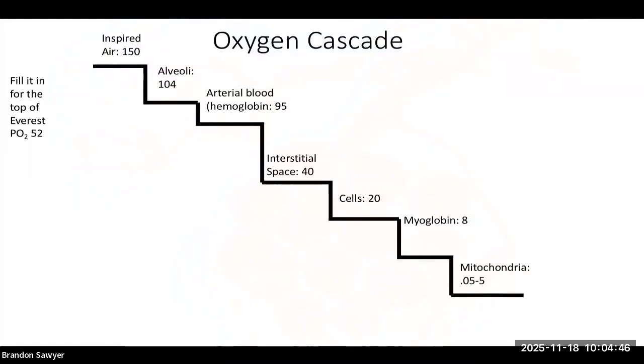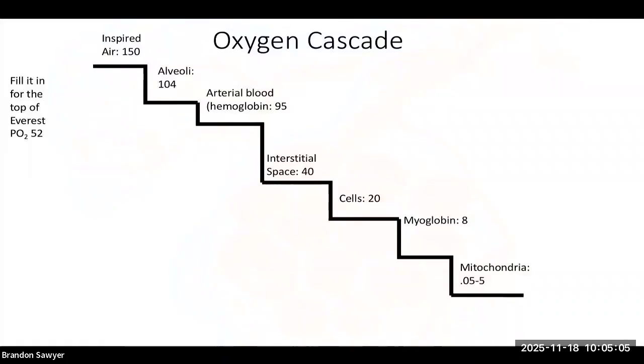But that space in the middle, that interstitial space, is typically the hardest place to push oxygen through because there's no special carrier there. It's just dependent on concentration gradient. So we have a big drop there, which helps us push it through better. And then dropping down to the cells, our myoglobin, and then to our mitochondria.